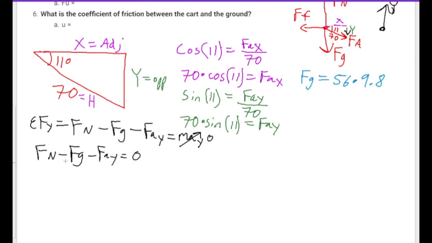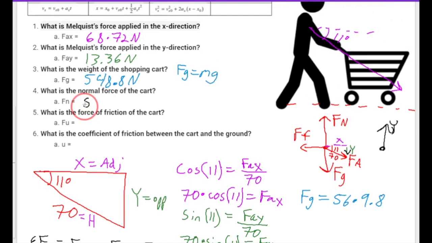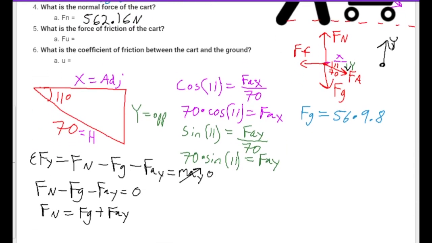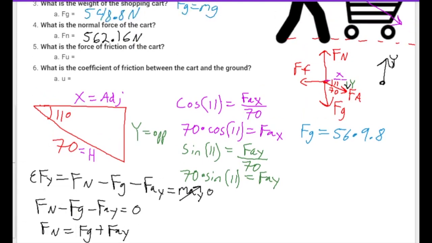Therefore, this equation is really Fn minus Fg minus Fay equals 0. So to solve for Fn, I'm just going to add these two over to the other side, and I find out that Fn is equal to Fg plus Fay. After you plug your numbers in, you get Fn should be equal to 562.16 newtons.